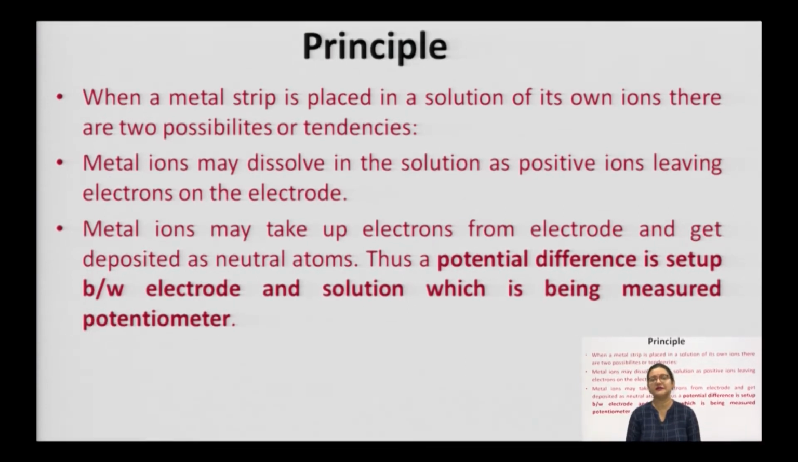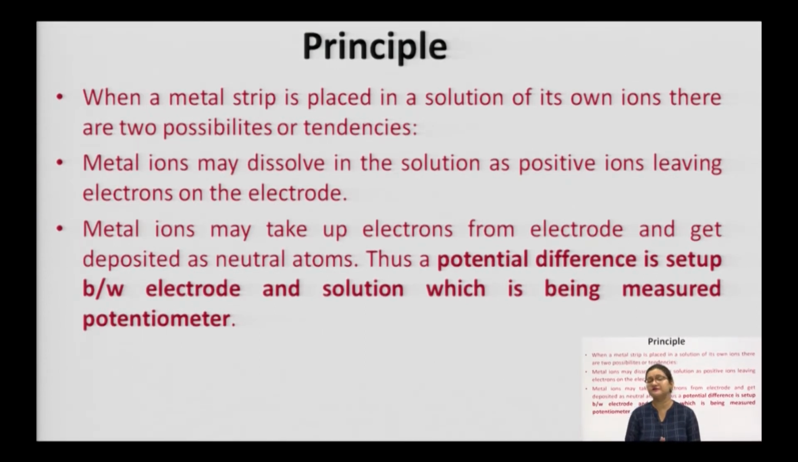The first tendency or first chance is that metal ions may dissolve in the solution as positive ions, leaving behind the electrons on the electrode. And the second tendency is that metal ions may take up the electrons from the electrode and get neutralized themselves, leaving behind the positive charges. Okay, they will become neutral and they will leave the positive charges on the electrode.